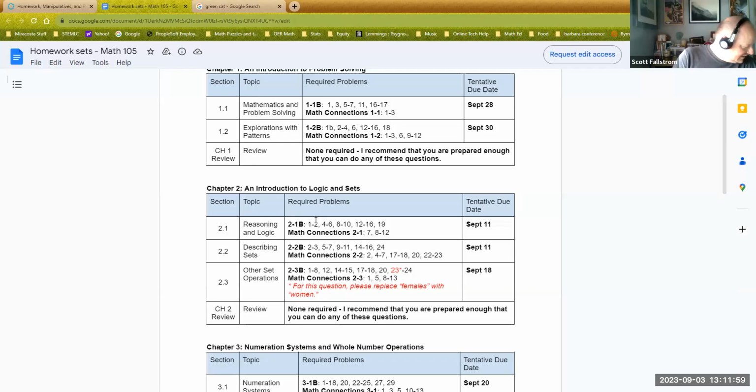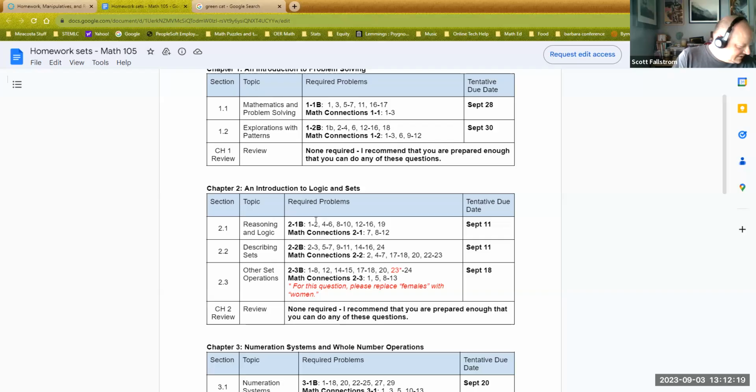Let's see here, 4, 5. Identify as true or false. And 8 through 10. Write each of the following in symbolic form. So we're translating into symbols. Make sure you have some practice with that.